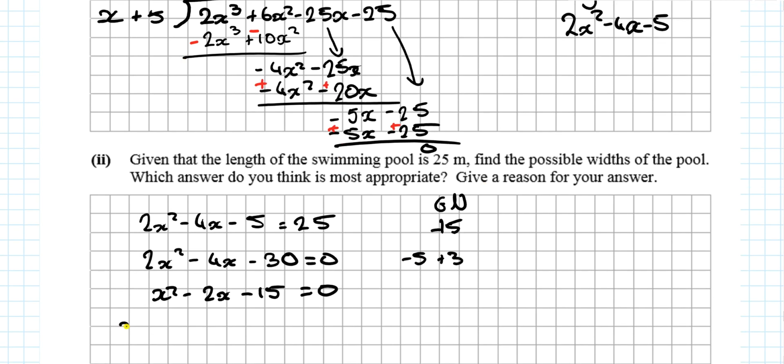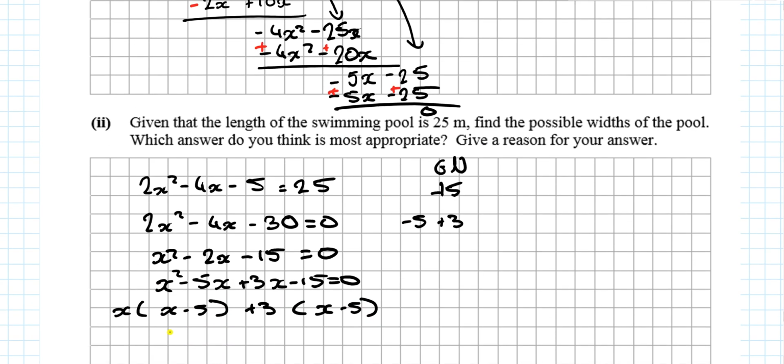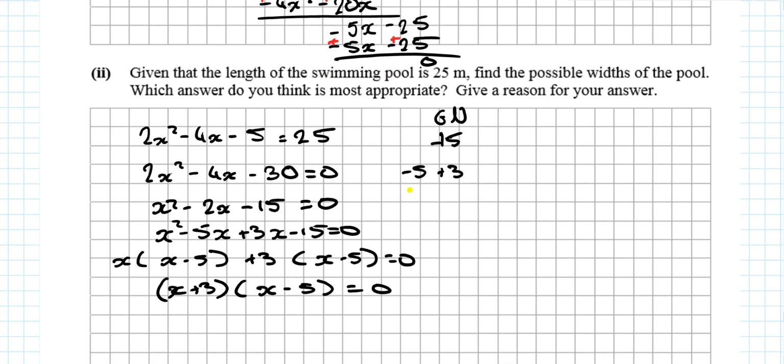I'm going x minus 5, x plus 3. x squared minus 5x plus 3x minus 15 is equal to 0. x by x minus 5, x minus 5, I get a plus 3 in the middle. So it's x plus 3, x minus 5 is equal to 0. So that means x is equal to minus 3 or x is equal to 5.